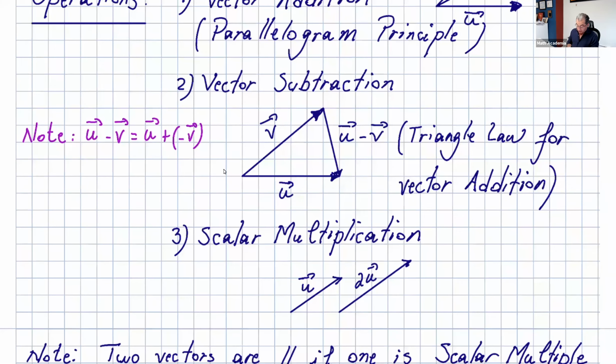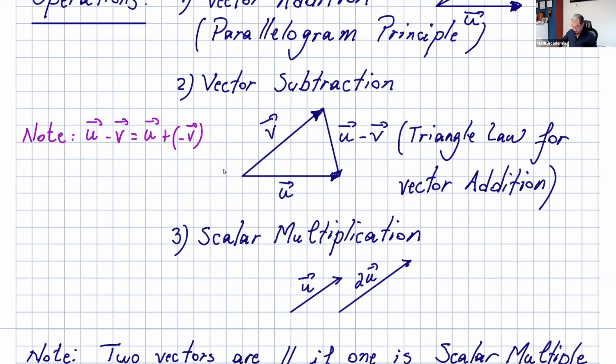The third operation is scalar multiplication. You can take a vector and multiply it by any number you want. Here I took u and multiplied it by 2. So what we get is twice u, but in the same direction. If I multiply it by negative 2, then negative 2u is going to have the opposite direction. So: vector addition and scalar multiplication.